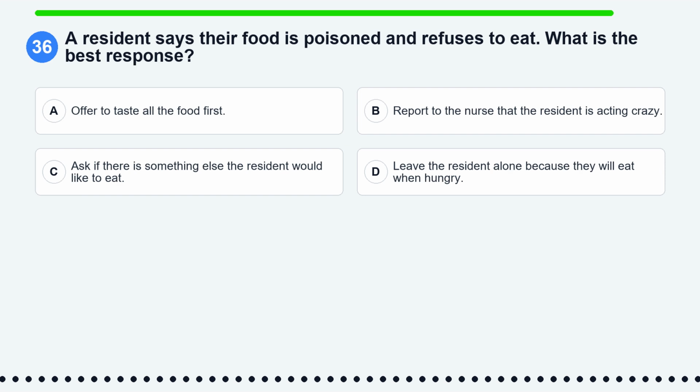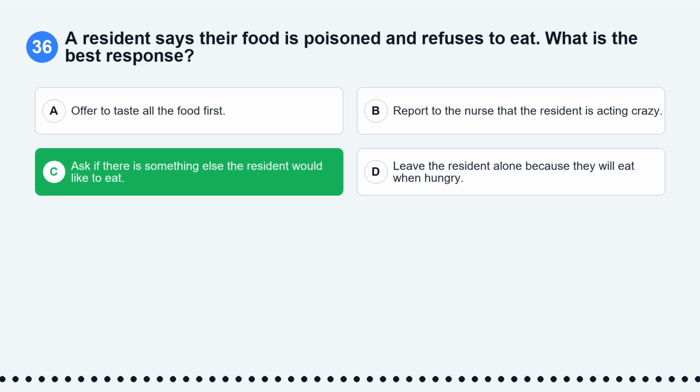Question 36. A resident says their food is poisoned and refuses to eat. What is the best response? Option A. Offer to taste all the food first. Option B. Report to the nurse that the resident is acting crazy. Option C. Ask if there is something else the resident would like to eat. Option D. Leave the resident alone because they will eat when hungry. The correct answer is option C. Ask if there is something else the resident would like to eat.